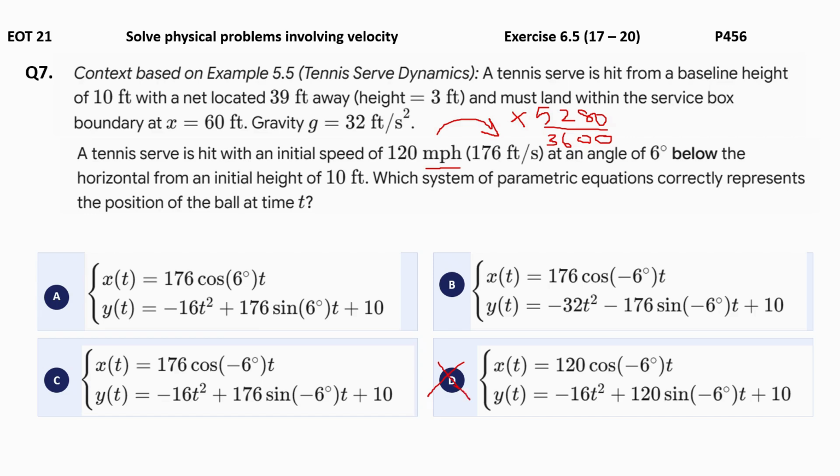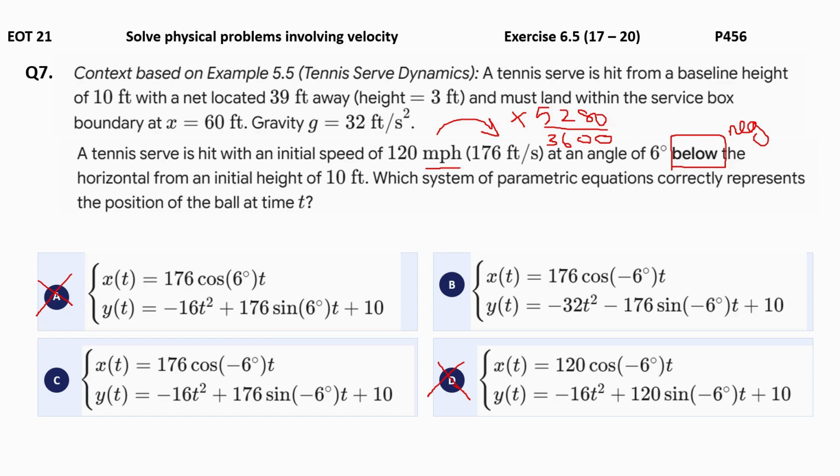Now coming to the angle. It is below. When it is below, you should know it is negative. Your theta is negative 6 degree. In that case, you will cancel option A. So it's between option B and option C.